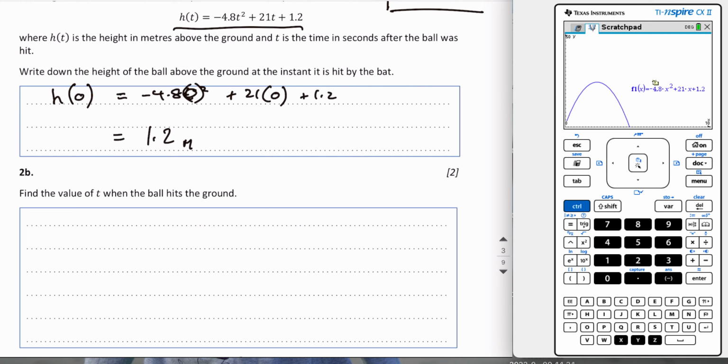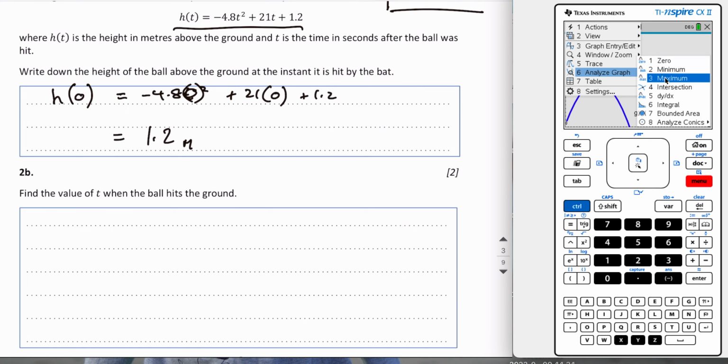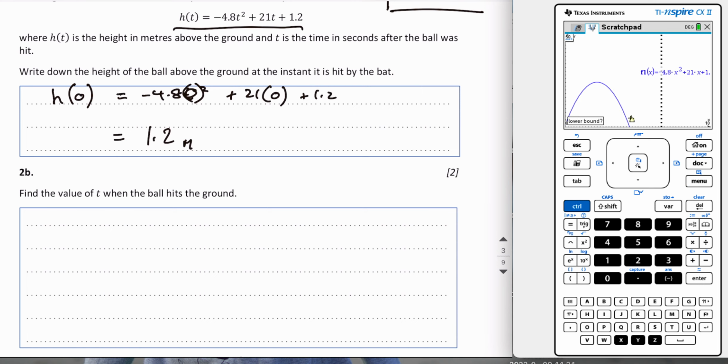Okay, so the ball is hit by the batter, it goes up, it reaches the maximum, then comes down and hits the ground here. So we'll do menu, analyze graph, and we're going to go for a zero this time. Okay, we're looking at this point, so we choose somewhere to the left of that point, somewhere to the right, and it tells us that t is equal to 4.43 seconds when the height is 0. So the height is 0 when t equals 4.43.